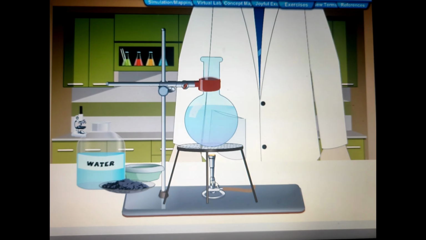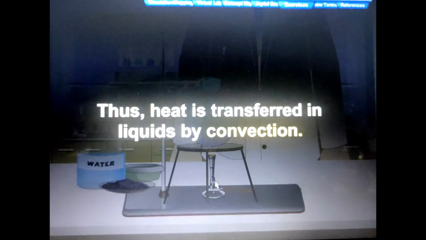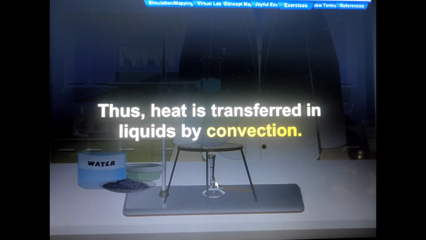In this case, heat is transferred from hot water at the bottom of the flask near the source of heat to the cooler top by the actual movement of water itself. Thus, heat is transferred in liquids by convection.